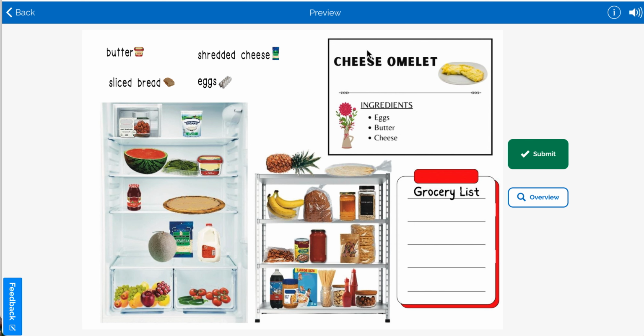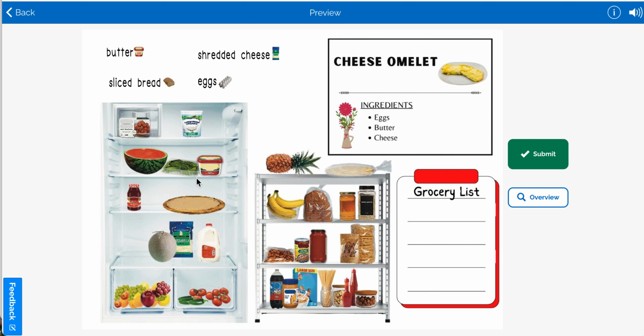So, first, here's the recipe, and you or your student client can read the ingredients: eggs, butter, cheese. Okay, this is what we need to make our cheese omelet. So, let's look in our pantry and our fridge to see if we have these ingredients. So let's look for eggs, would be in the fridge because they need to keep cold.